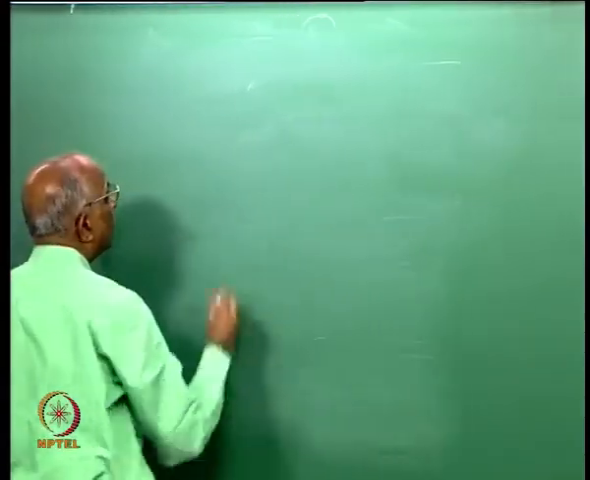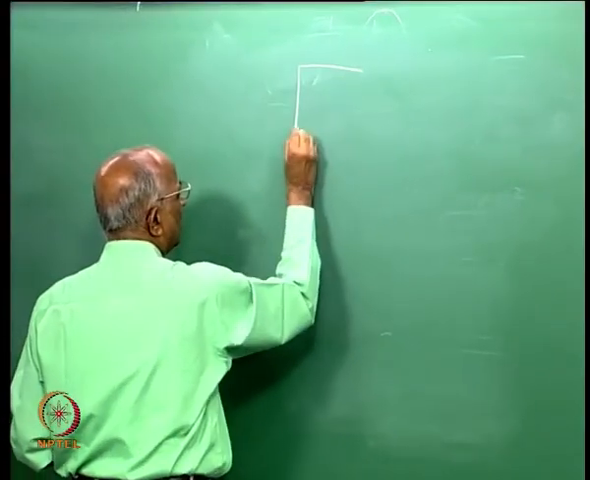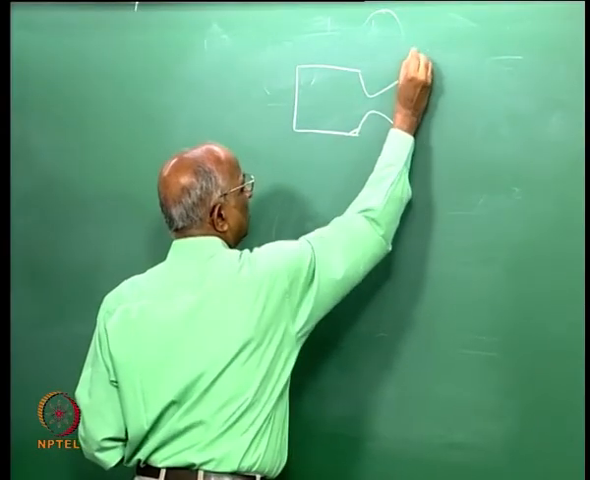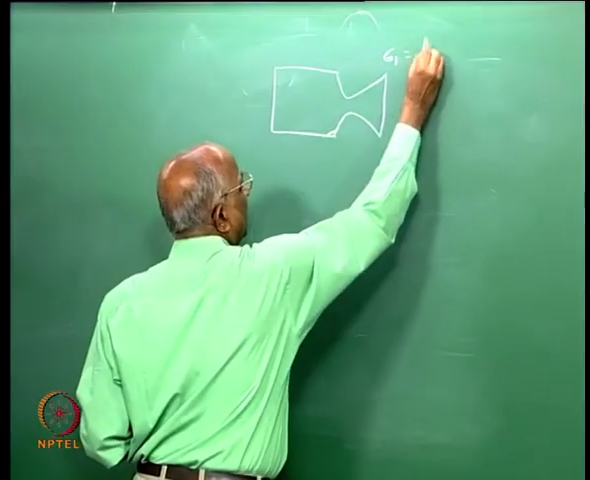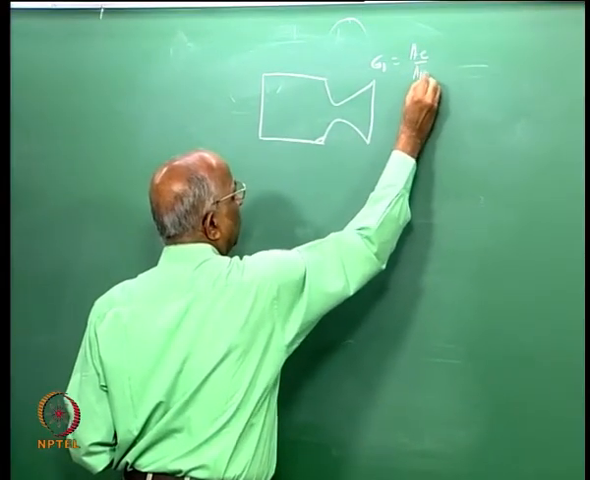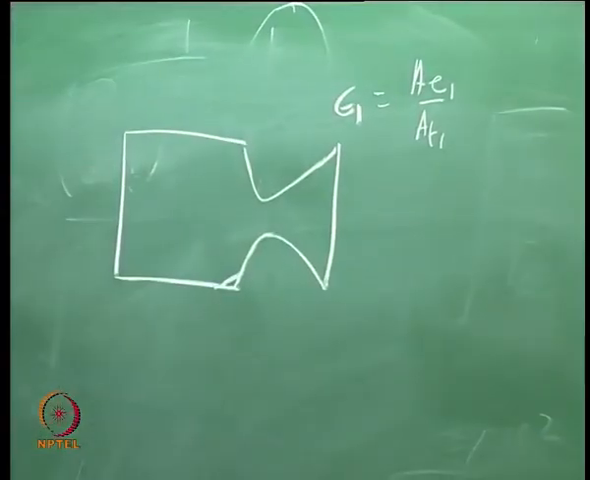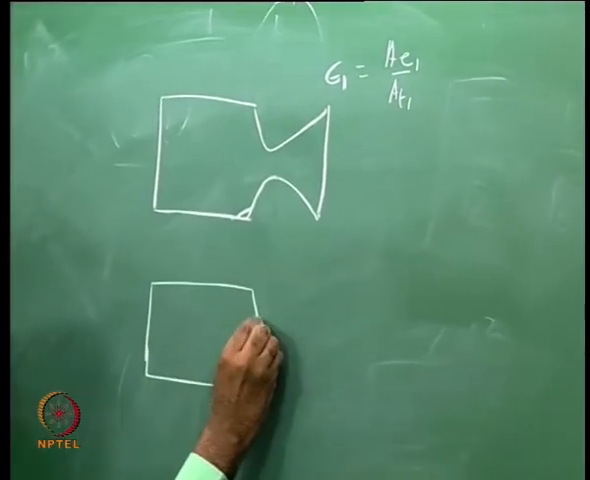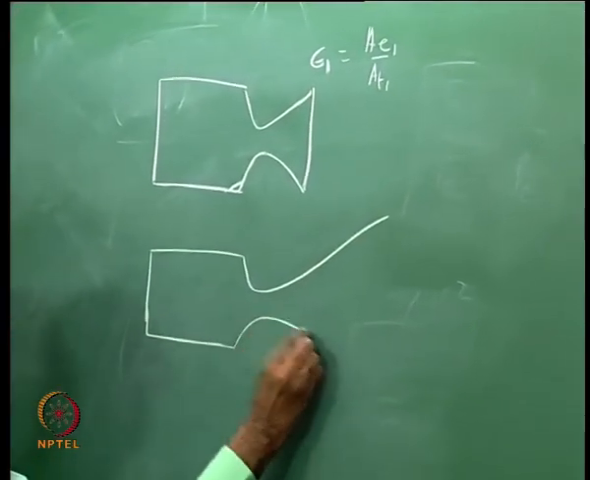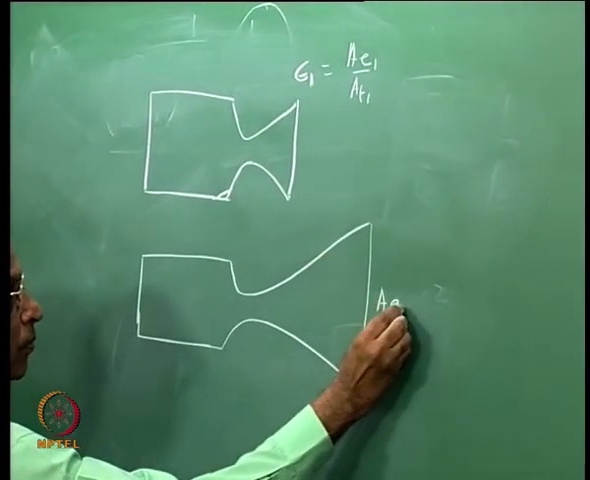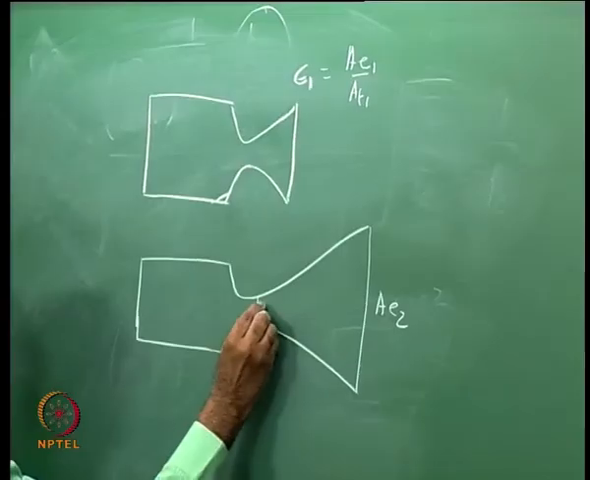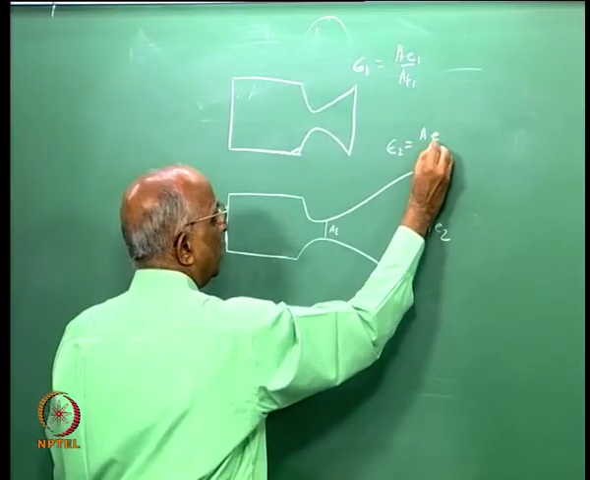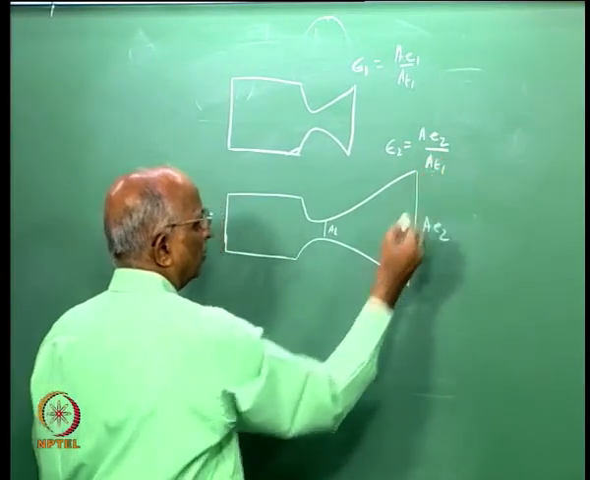Suppose I have a rocket nozzle which, let us say, has a small value of AE by AT. This is the value, I say epsilon 1, which is equal to AE1 divided by AT1. For the same condition of the throat, I also have another rocket which has a larger area ratio, let us say AE2 for the same value of AT1. That means I have epsilon 2 is equal to AE2 divided by AT1.